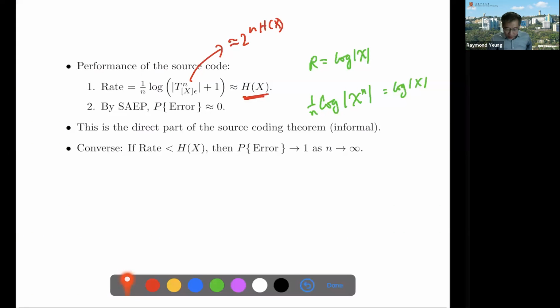Okay. So now the converse of the source coding theorem says that if you use a rate strictly less than the entropy, then the probability of error would tend to 1 as n tends to infinity, no matter how clever your compression algorithm is. Okay? So the entropy is the definitive dividing line. For any data compression, you must use a rate at least equal to the entropy. Otherwise, you're going to fail. Fail miserably. Okay, the probability of error actually will go to 1.